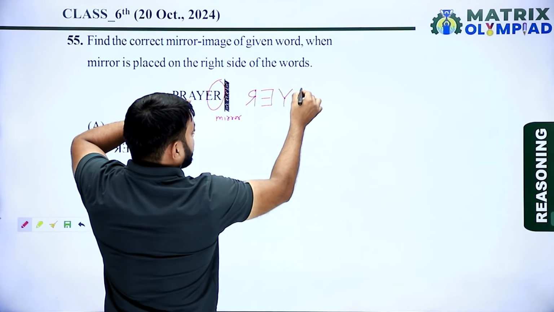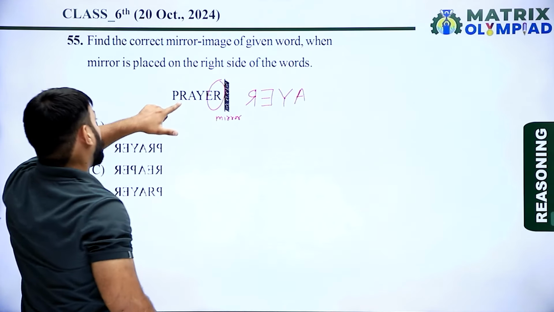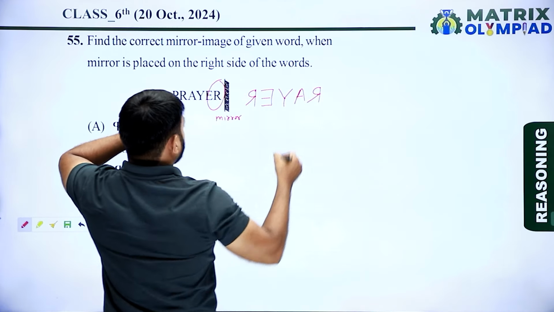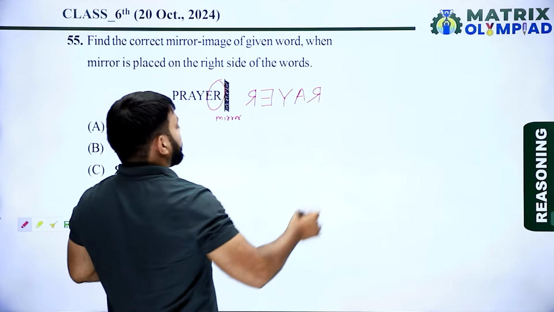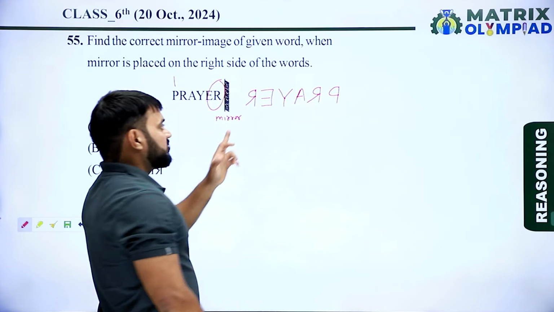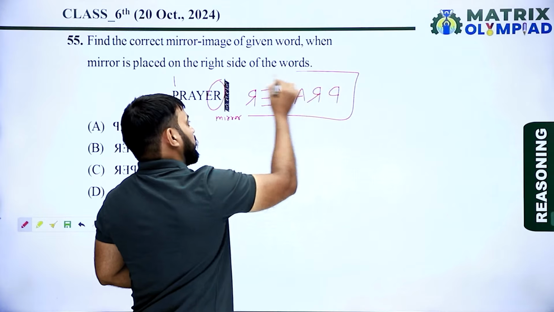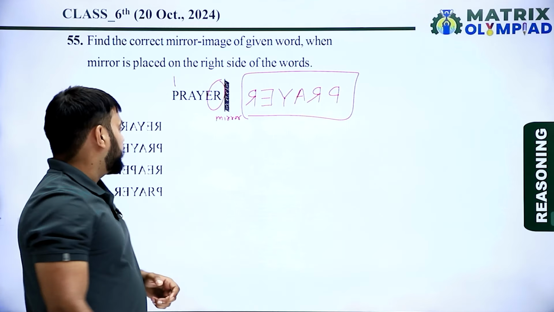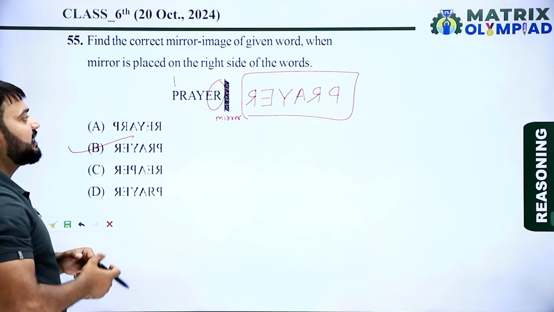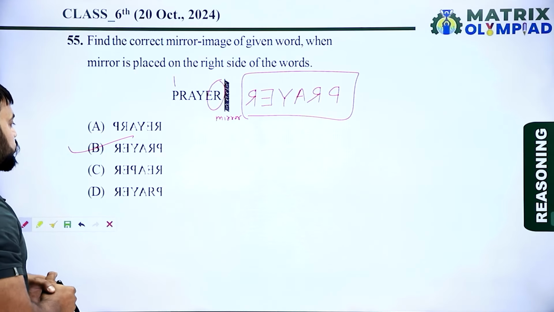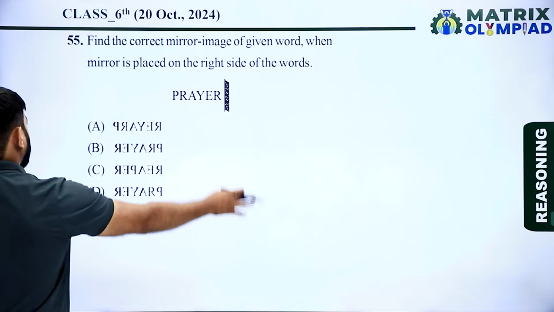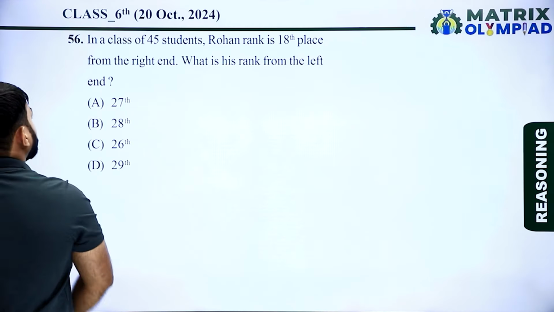And now find the mirror image of A. This is the mirror image of A. Now find the mirror image of R. So this is the mirror image of R. And finally find the mirror image of P. So this is the mirror image of P. So this is the correct mirror image of the given words. So here option B is the correct answer of this question. Let's move on to the next question. So now the next question is question number 56.